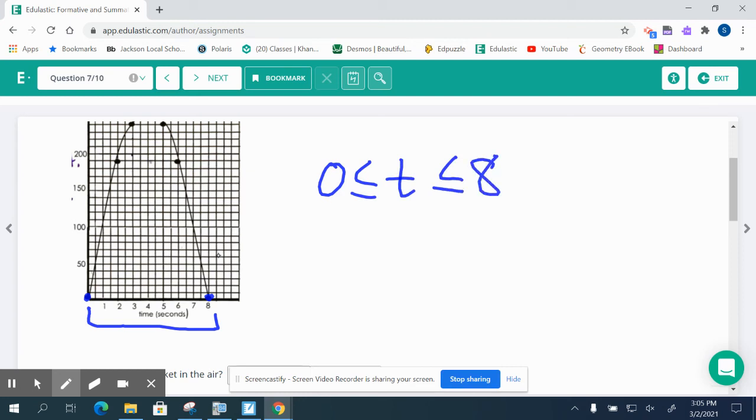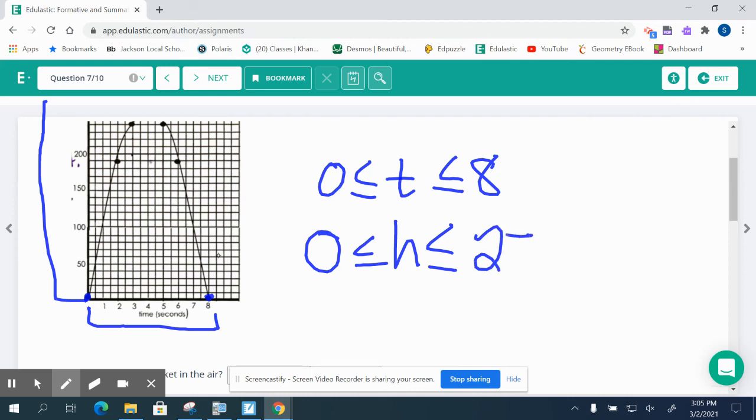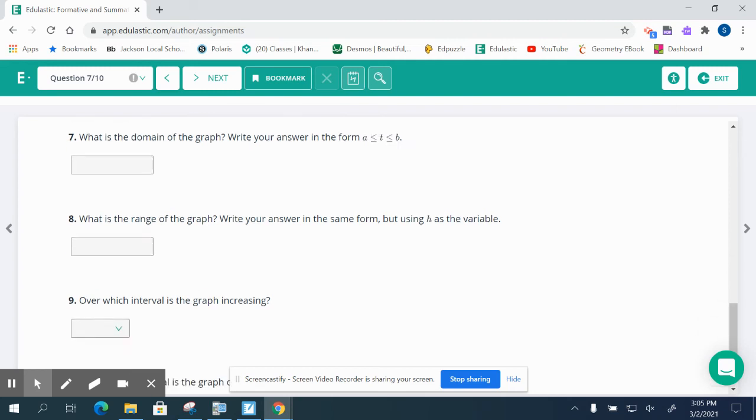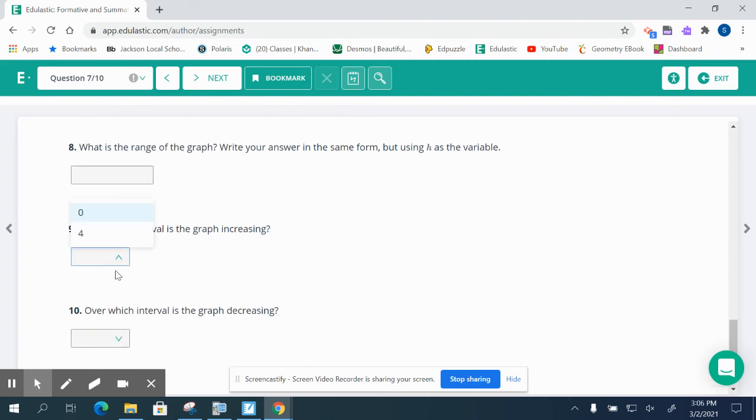And then for the range, it's going to be the same thing, except you're going to say H. So it starts at 0 and it goes all the way up to that maximum point that you found in question 1. So 0 less than or equal to H less than or equal to 256. There will not be a question like this on the quiz, but it will be a bonus question. All right. And then this was supposed to say 0 to 4 and 4 to 8. So it's increasing 0 to 4, it's decreasing 4 to 8.